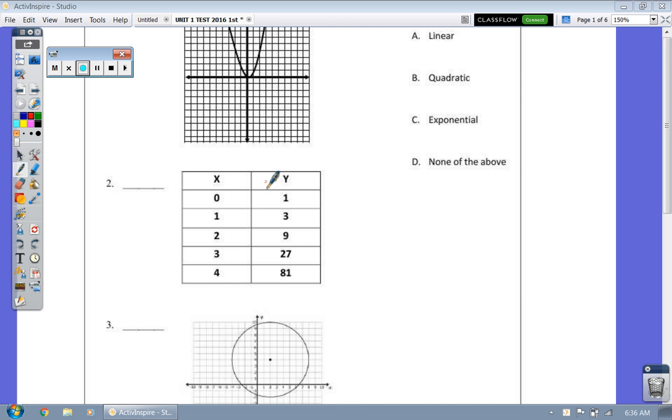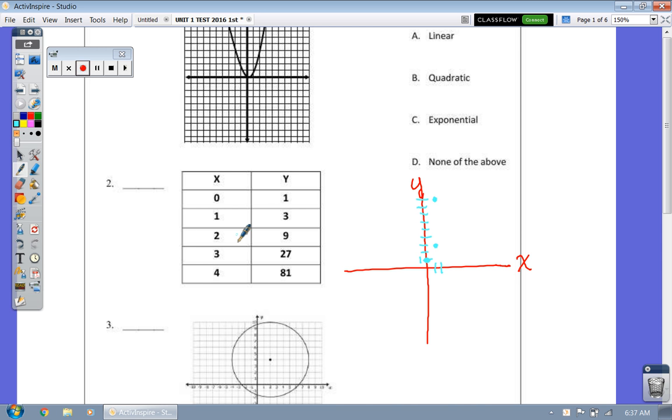So for question 2, what we're going to do is we're just going to plot these points here really quickly. I'll do an XY axis, and let's start plotting our points here. 0, 1. So if I go over 0 and up 1, I'd put a point. 1, 3. So I go over 1 and up 3, I'll put a point. Our next coordinate is 2, 9. So go over 2, and this time we're going to go up 9. 3, 4, 5, 6, 7, 8, 9. So I go over 2, up 9.